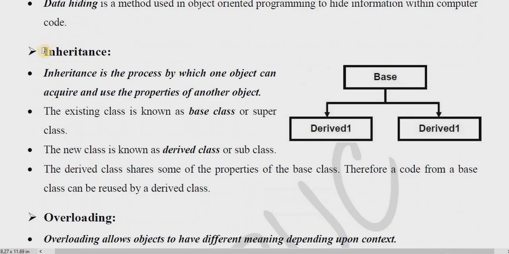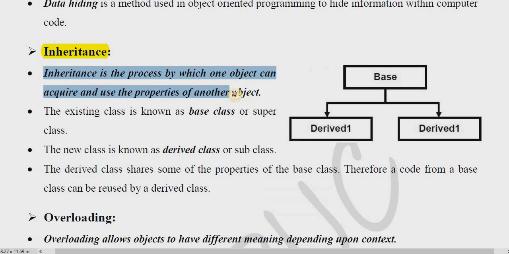Next is inheritance. What is inheritance? Inheritance is the process by which one object can acquire and use the properties of another object. In simple words, inheritance is the process of creating a new object from an old object and reusing the properties of the old object. By inheritance we can create a new class or new object from an old class or old object.